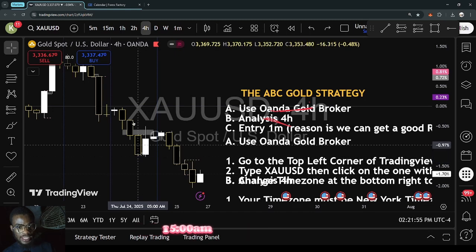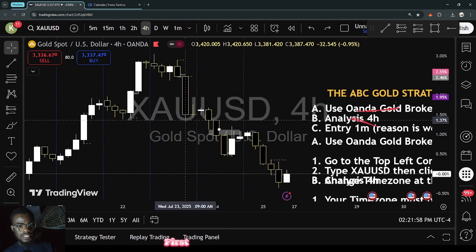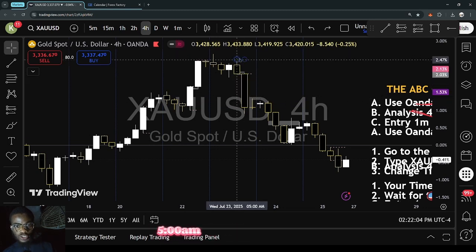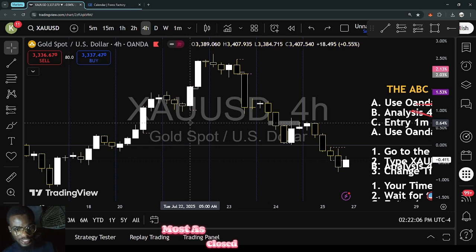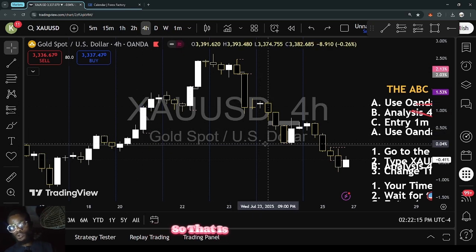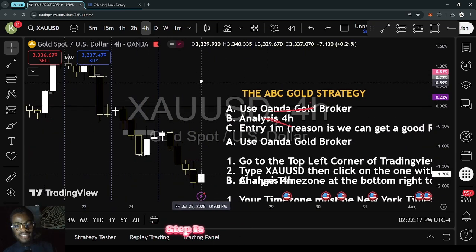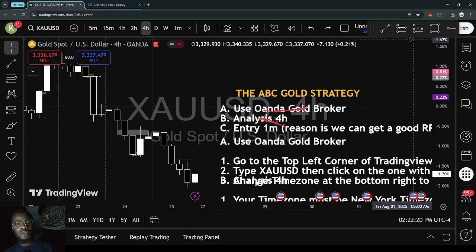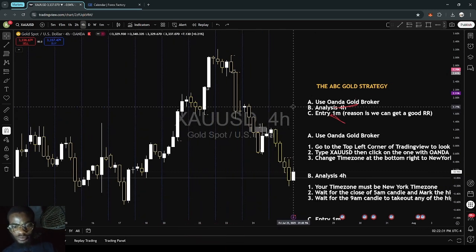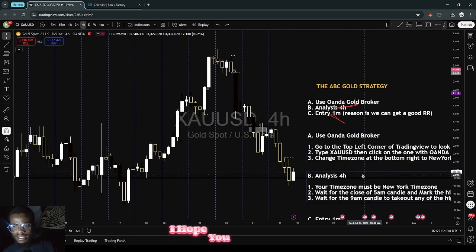So that's the first step we are going to do, is to mark the 5 a.m. candle. And note, the 5 a.m. candle must have closed before you start marking it. You mark it only when the 5 a.m. candle is closed. Then the next step is wait for the 9 a.m. candle to form and take out the high of the 5 a.m. candle or the low of the 5 a.m. candle. I hope you are following me.